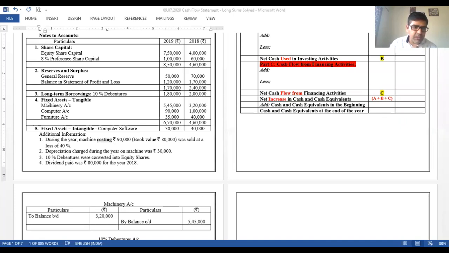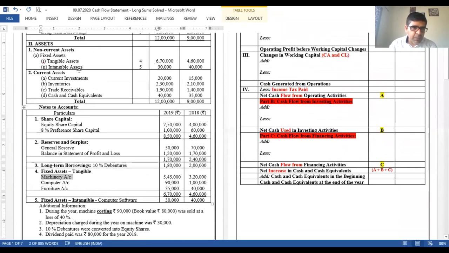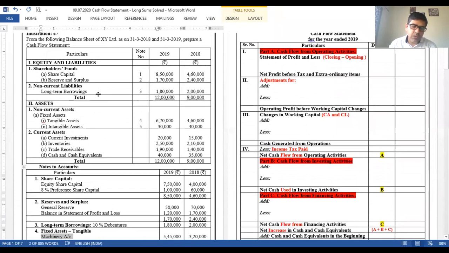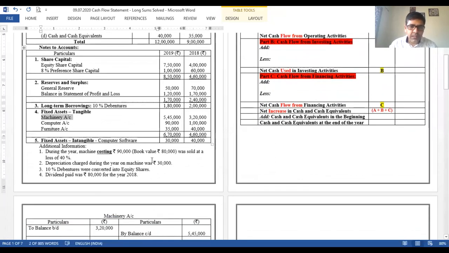Machinery can be seen over there in fixed assets, and let us see the accumulated depreciation account. Okay, that is not seen anywhere. Provisions are not given to us, so there is no chance of having any provision for depreciation. So it is at its book value. Because the account is at its book value, the cost price is of no use to us. So book value can be seen over there: 80,000 was sold at a loss of 40%.